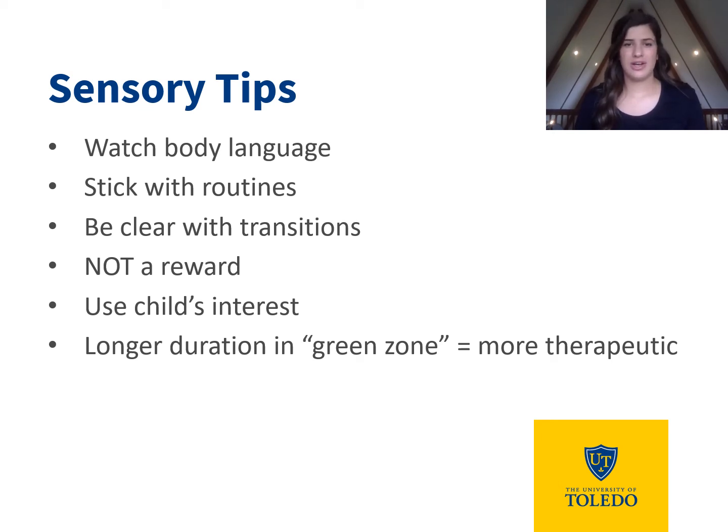Also be very clear with transitions. Let the child know when you're going to stop the sensory activity. Going back to the swing, say, we have 10 more swings and then all done, and then count down each swing. A visual schedule may also be helpful so the child knows what to expect.